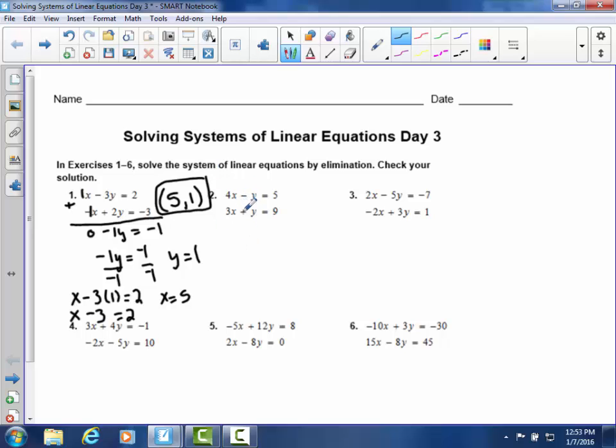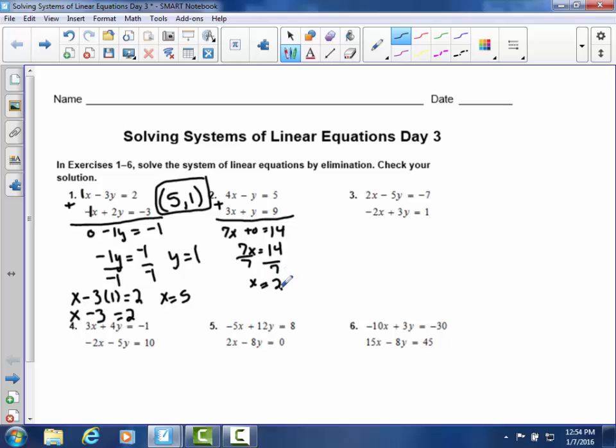Okay. So looking at the second, I see 4 and 3, they're not the same or opposite. -1 plus 1, they're opposites. So I don't have to make any changes. I'm just going to add these two equations together. 4 plus 3 gives me 7x. -y plus +y is 0. And 5 plus 9 is 14. So I know that 7x equals 14. Divide both sides by 7, and x equals 2.